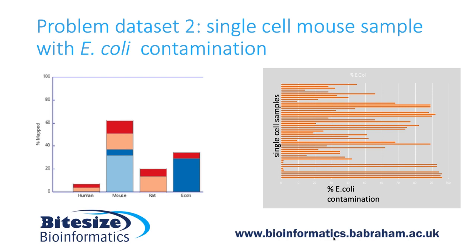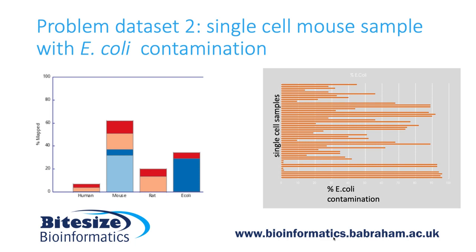In this example, I've truncated the graph a little bit, just so you can see the bars which are of interest. As you would hope to expect, there are indeed a sizable number of reads which map to the mouse and only the mouse genome. However, what you can see is there are a large proportion of reads which map exclusively to E. coli, suggesting that we have E. coli contamination in our sample.